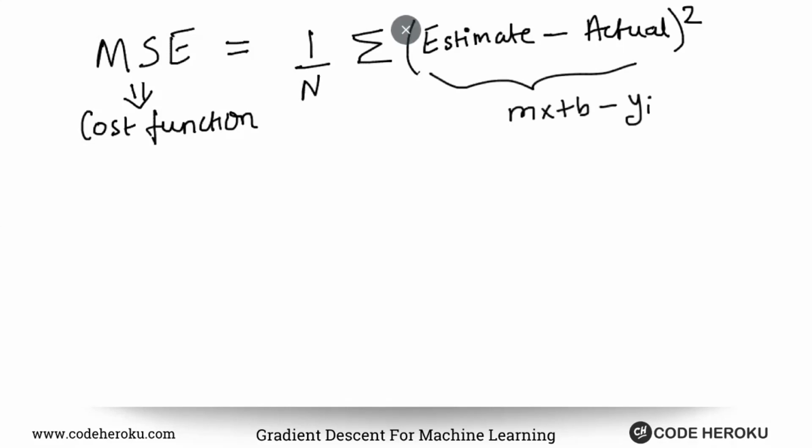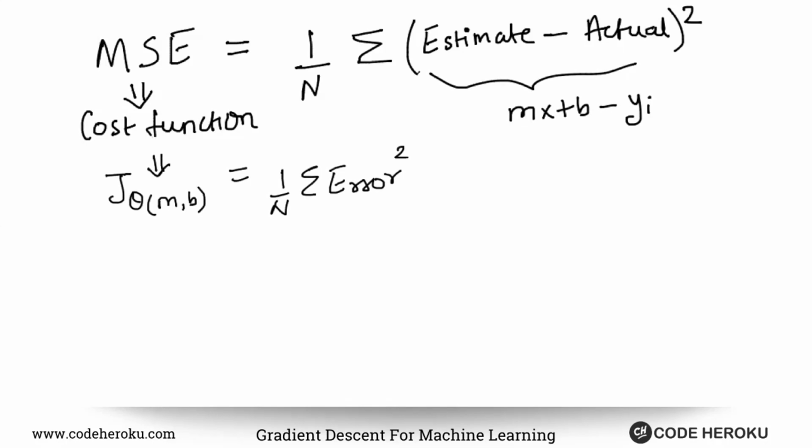And then we also know that the estimate value is mx plus b, right? We just saw that the value of the estimate is mx plus b and the actual is y. Or in this case I'm calling it y of i, the individual y point from our data set. So remember this at the back of your mind: this estimate minus actual, or the error, we can substitute as mx plus b minus yi.